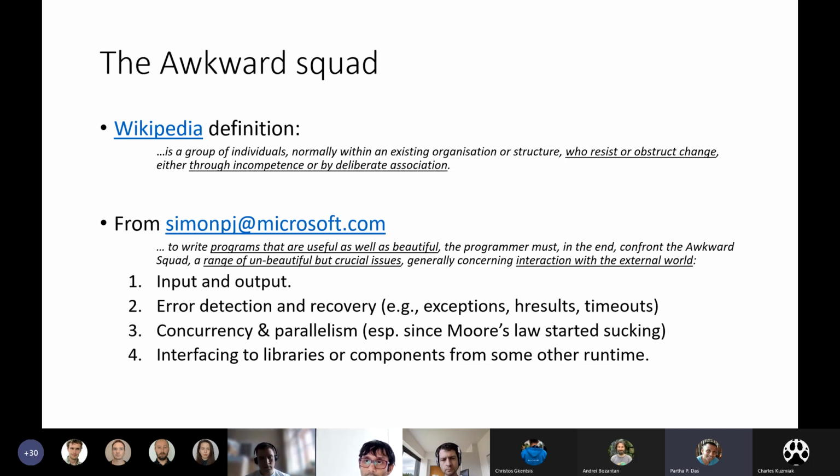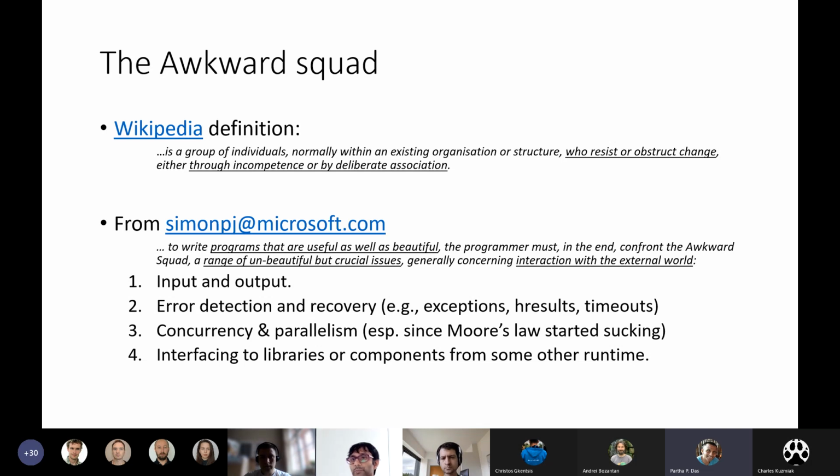Input and output, right? So how do you meaningfully receive stuff from the outside world and send stuff to the outside world? The outside world is very erratic, and doesn't behave in the way that we want it to. Error detection and recovery: things don't work the way I expect them to. Exceptions, bad results, timeouts, and all crazy stuff.